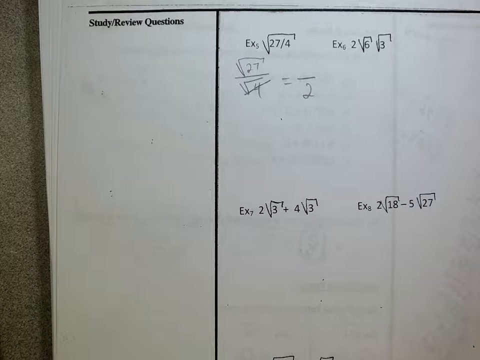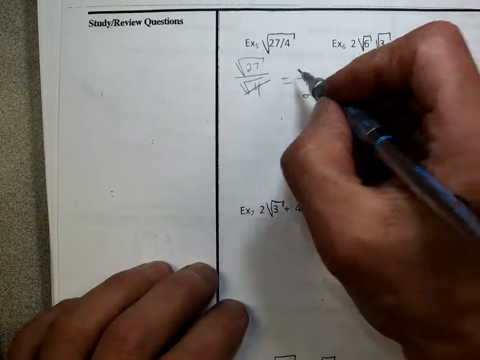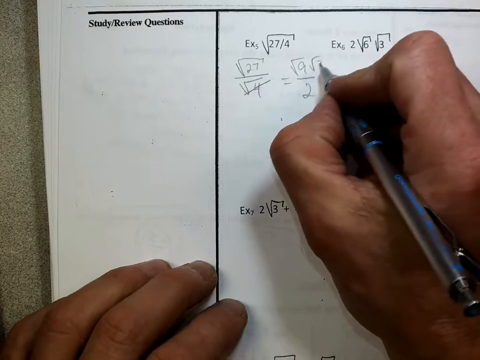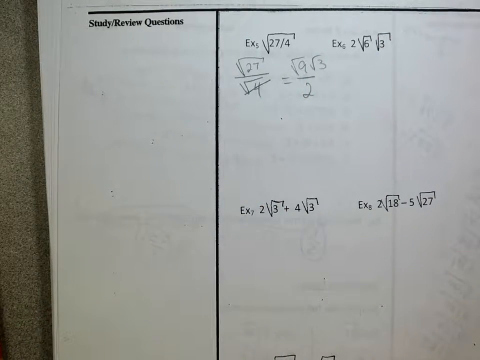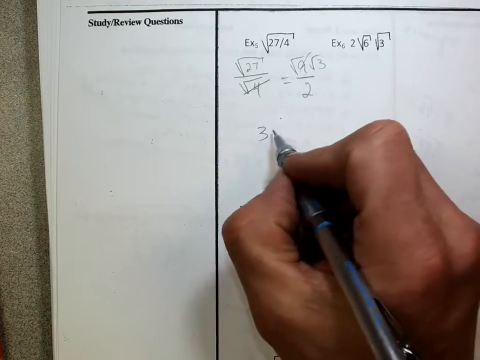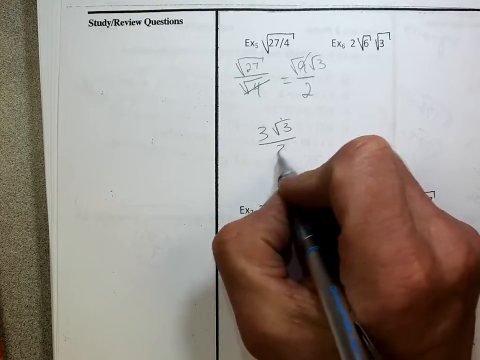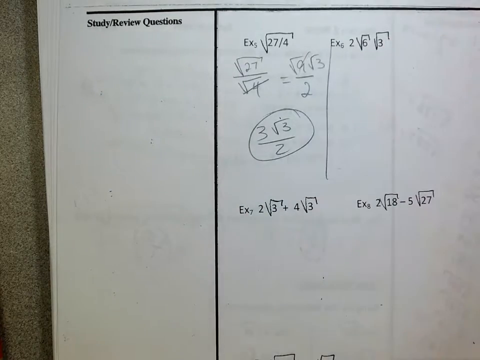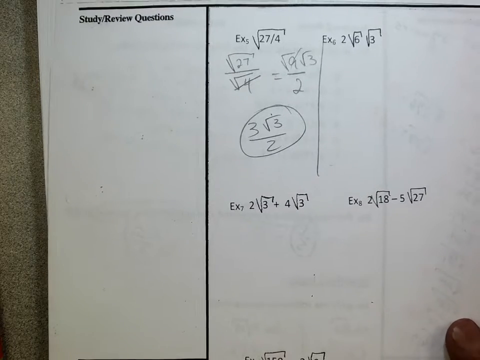Well, what do you think? 9. Square root of 9? Yeah. Square root of 3. Everybody agree with that? Because 9 times 3, and 9 is one of our good numbers. It's a perfect square. Square root of 9 is 3, so we change that to a 3. 3 square root of 3 over 2, okay? Easy? Thanks, Austin. Sorry to cut you off. They will rely on you.